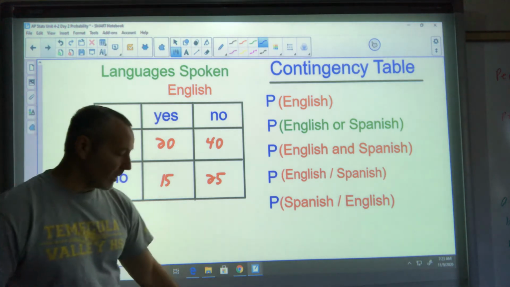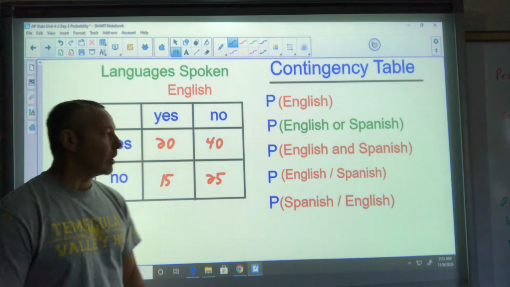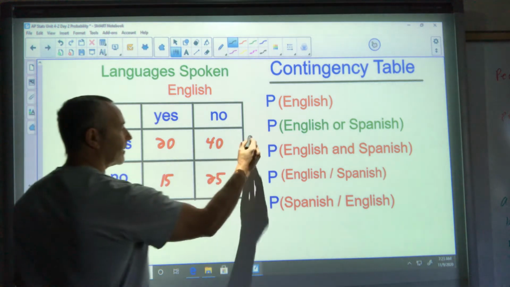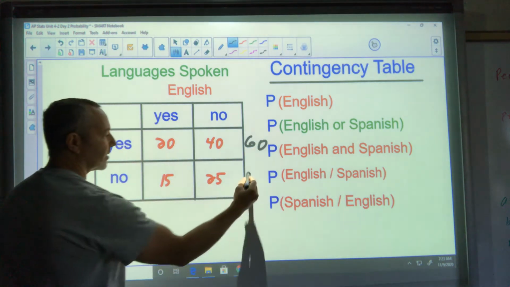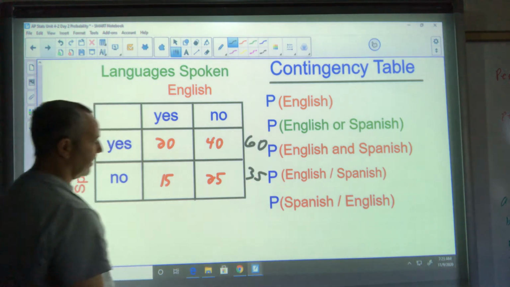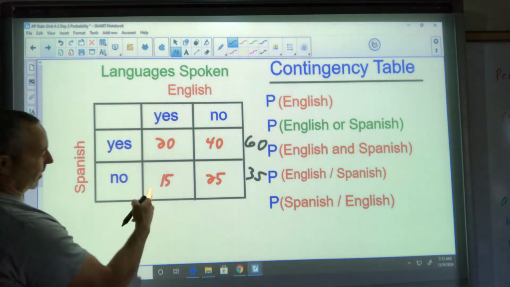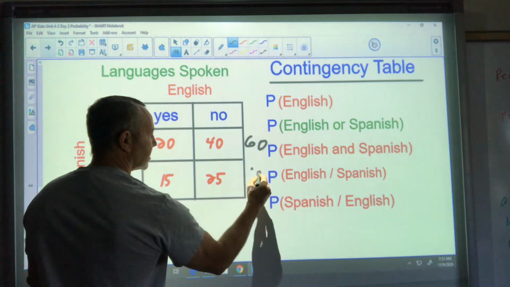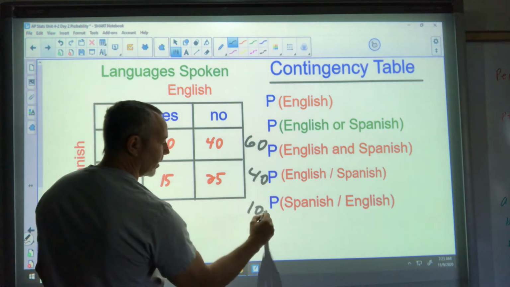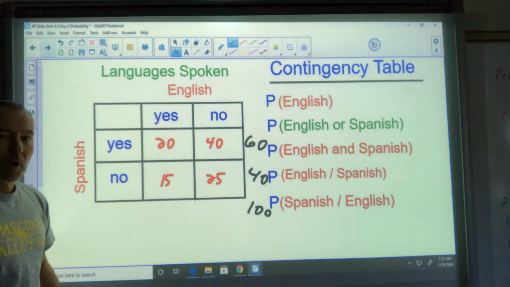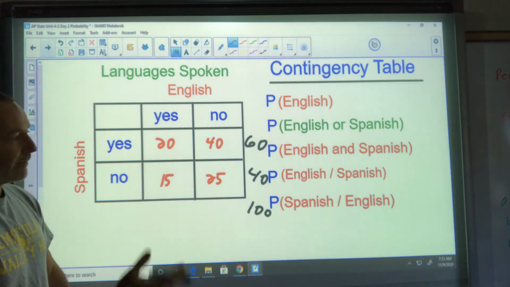It's very helpful on these if you put the totals at the end of the columns. All right, so this makes 60 here. This is 35, and if I have that right, no, sorry, that should be 40, and the grand total is 100.